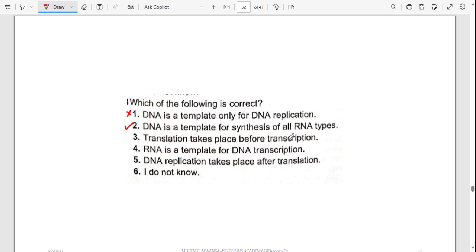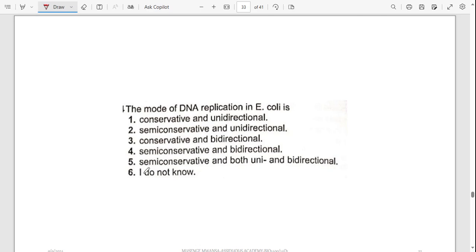Translation takes place before transcription. No, it is after. RNA is a template for DNA transcription. RNA, template for transcription. No, in transcription, you are going to remember this is DNA transcription. You start with DNA and then you are going to RNA. DNA replication takes place after translation. No, it's before.